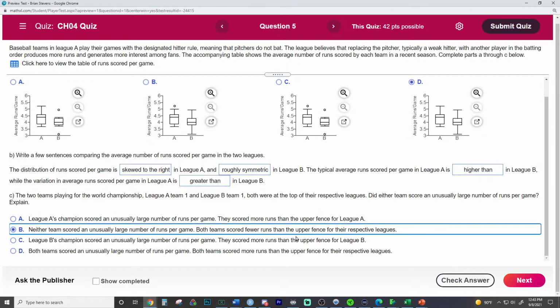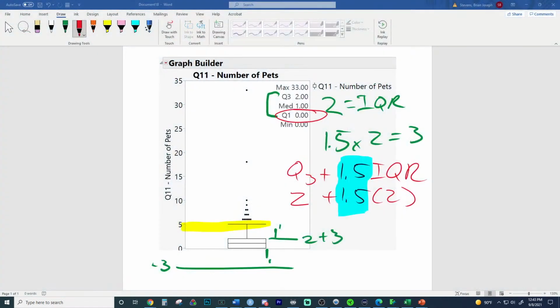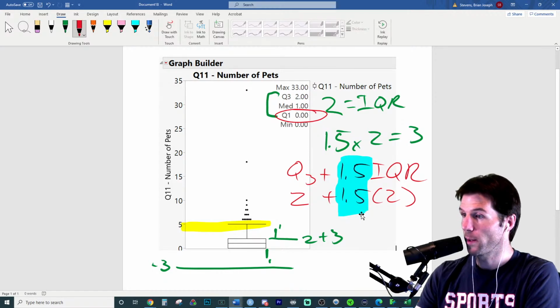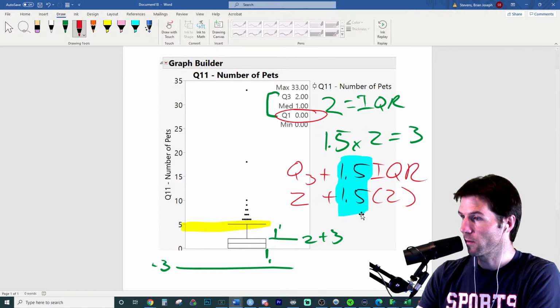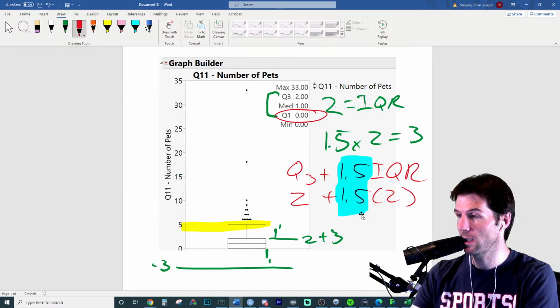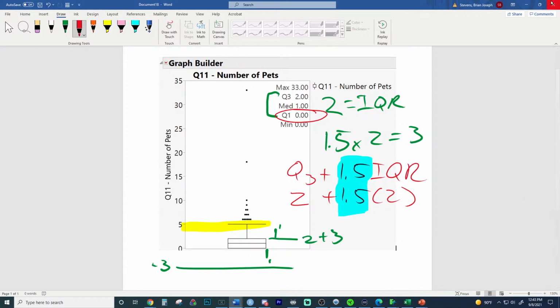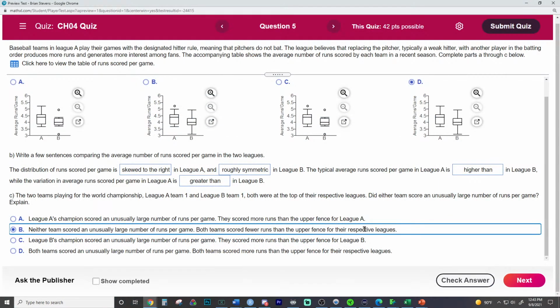Both teams scored fewer runs than the upper fence, and the upper fence is where outliers begin. We went over this a lot in class today, where the upper fences were. If you want, definitely check out a review of class today where we were calculating the upper fence and where it would be at. We calculated the upper fence here to be at 5 and the lower fence to be at -3, and that's where outliers begin. So check out either the speed run or today's class to calculate where the fences are at. That's what they're talking about, where an outlier would begin.